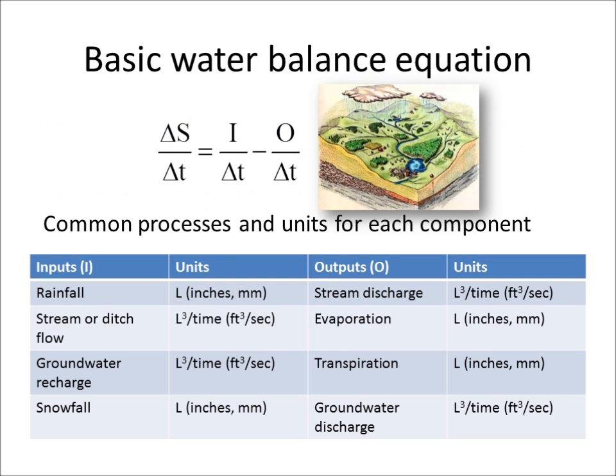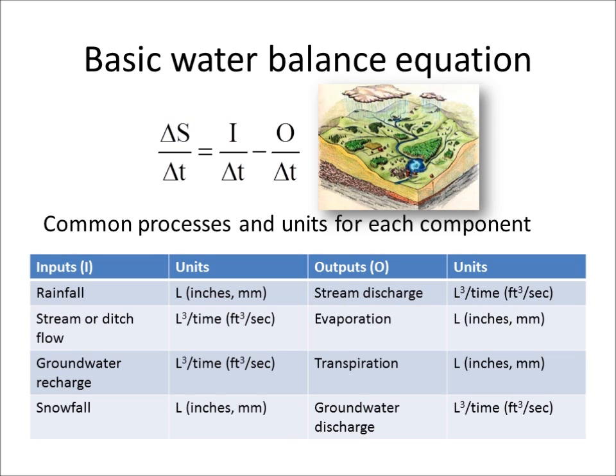Okay, remember what the basic water balance equation was. First of all, it applies to a control volume, in this case a watershed, and it can be expressed as a rate. So for example, the change in storage with time is equal to the inflow rate minus the outflow rate, which would be the volume per unit time of inflow minus the volume per unit time of outflow.